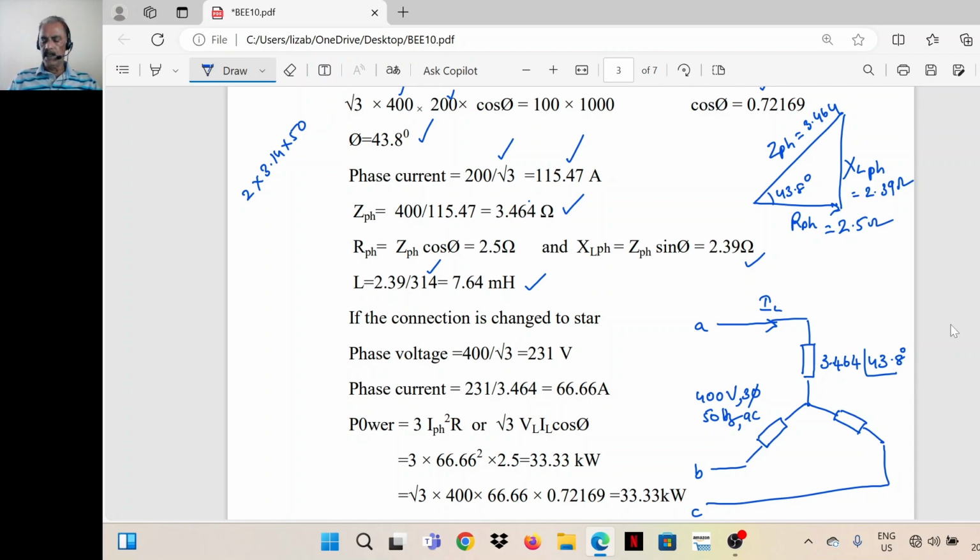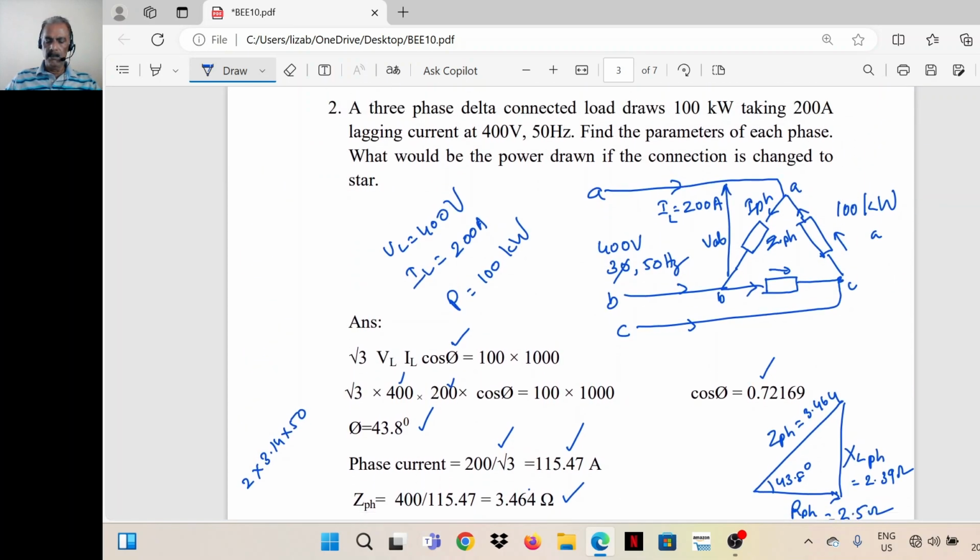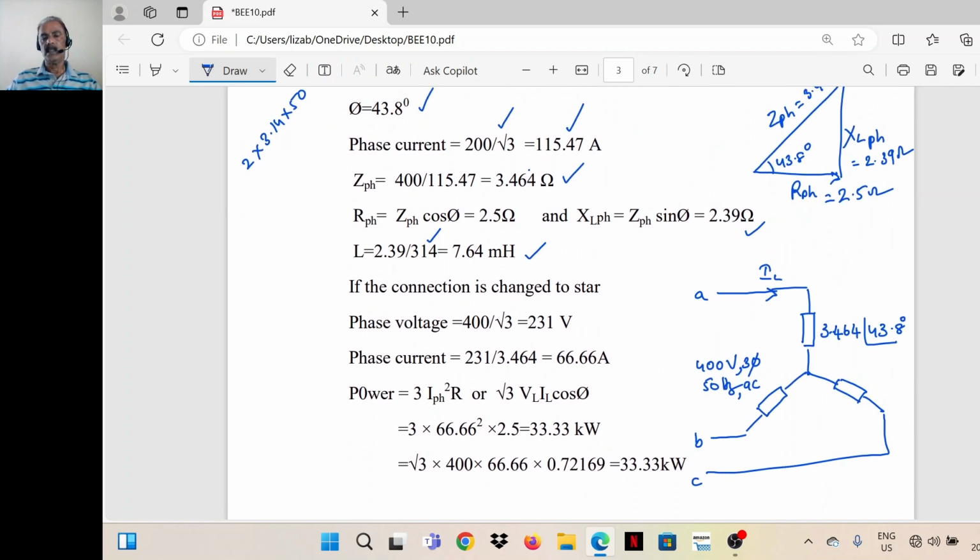So the same impedances are connected in star and the same voltage is applied across it. Now we have to find out what would be the power consumed by the star connected load. Here VAB is 400. So phase voltage is this voltage, between neutral and any one of the lines. So V phase is equal to 400 divided by root 3, equal to 231.